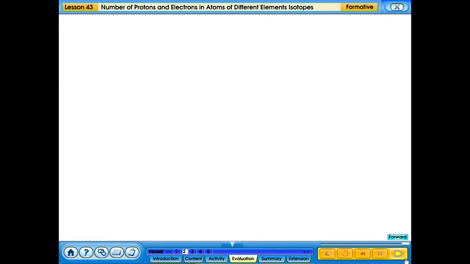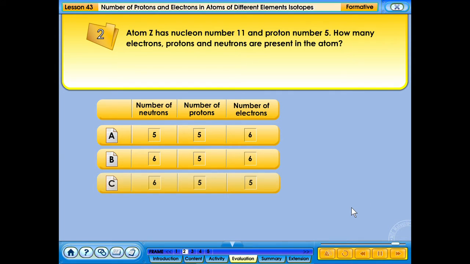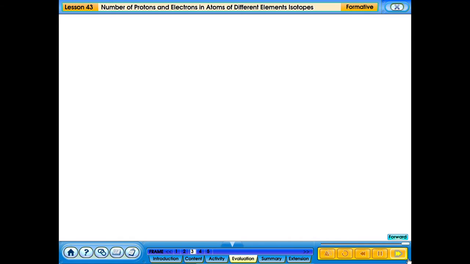Atom Z has nucleon number 11 and proton number 5. How many electrons, protons and neutrons are present in the atom? Your answer is correct. Which two particles in the table are isotopes?